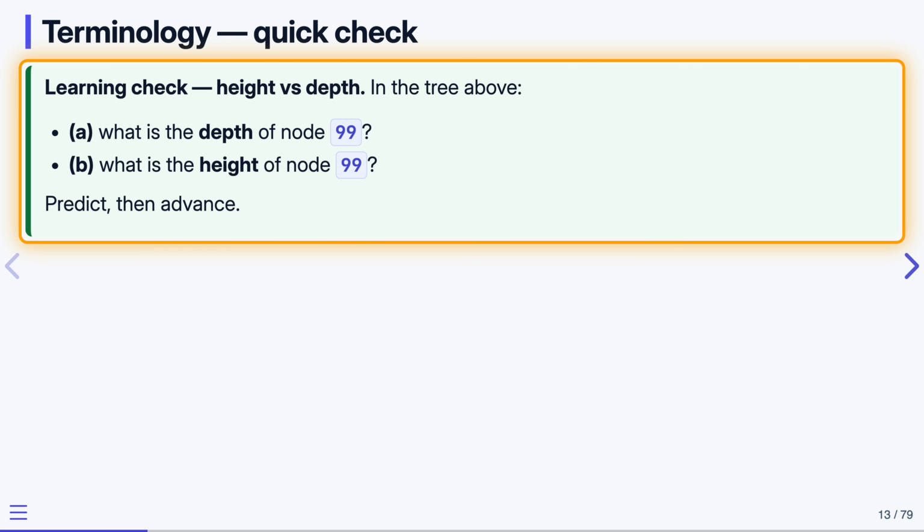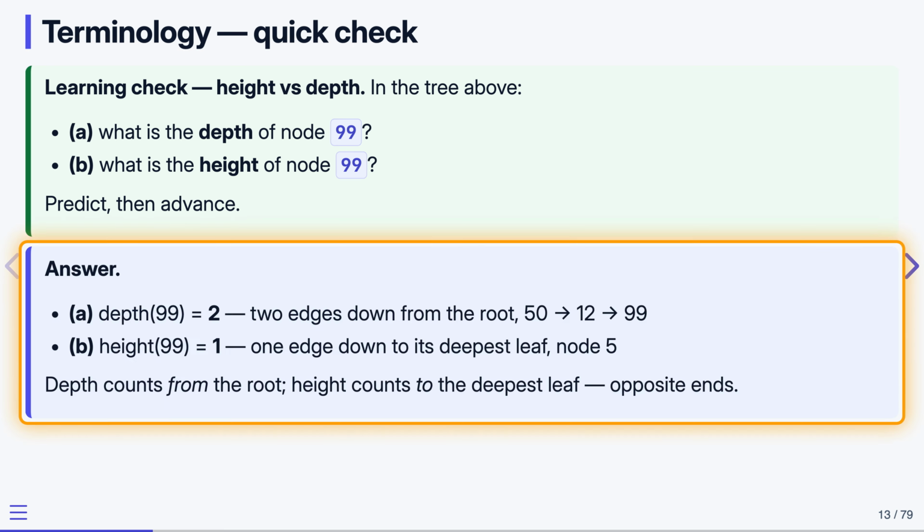Now a quick check. In the tree we just looked at, what is the depth of node 99 and what is its height? Pause the video and work both out before we reveal the answer. Here is the answer. The depth of 99 is 2 because there are 2 edges down from the root, 50, then 12, then 99. The height of 99 is 1 because there is 1 edge down to its deepest leaf, node 5. Depth counts from the root. Height counts to the deepest leaf. Opposite ends.